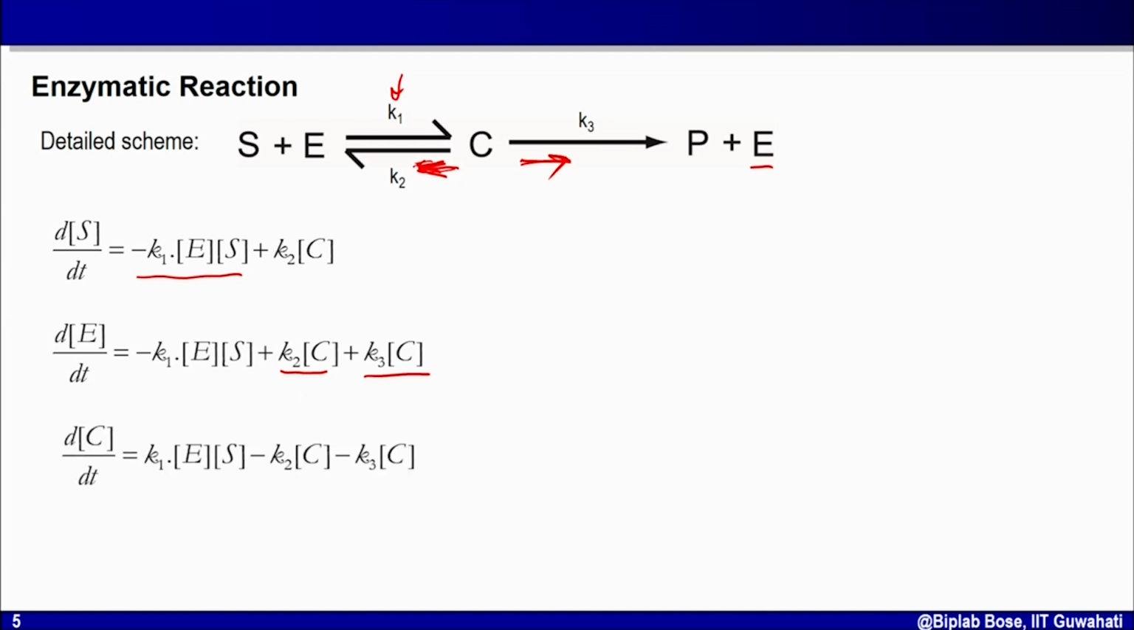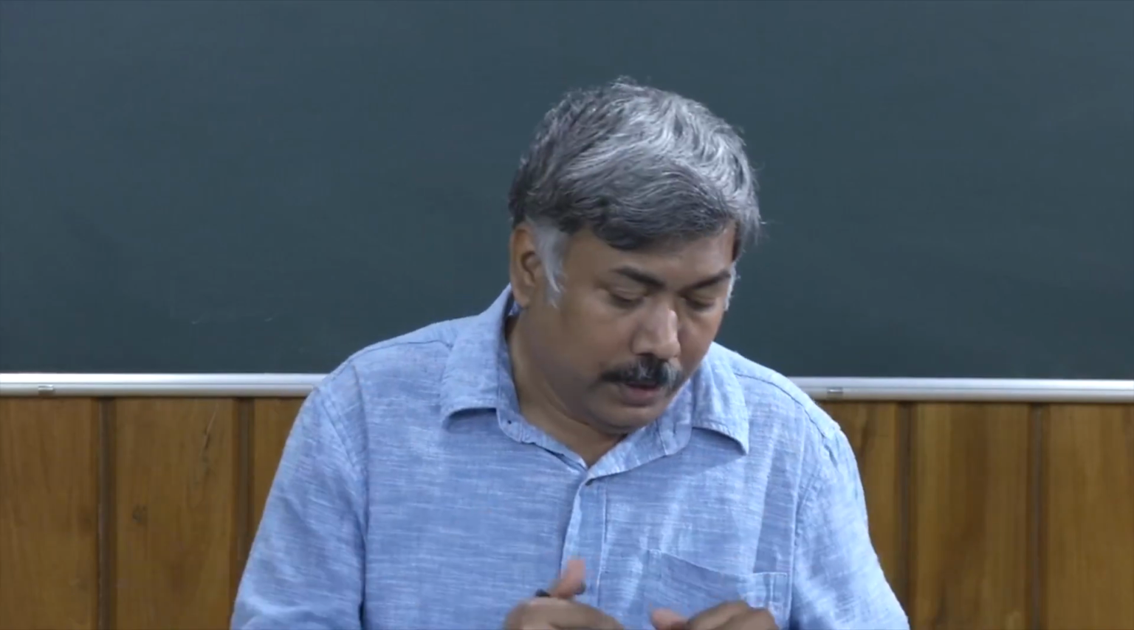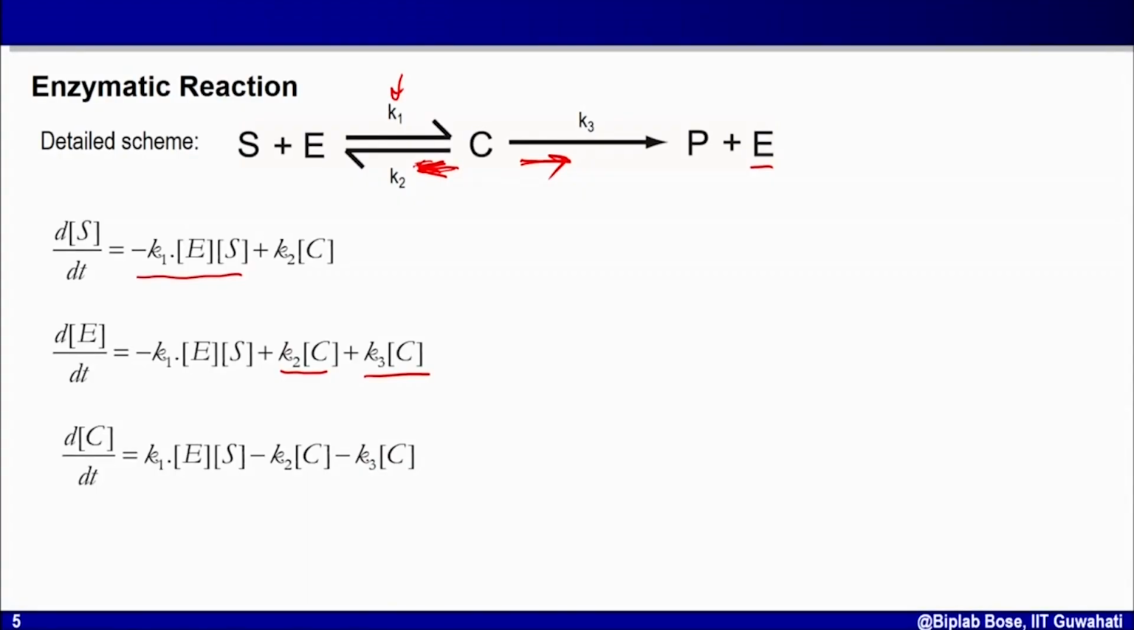Let us look into the ODE for the complex C. Now complex C is formed by one path and broken down by two paths. So obviously the formation is K1 into E into S, that is the forward rate process by which C is formed. I have two processes by which it breaks down. By one process it goes back to substrate and enzyme, the other process goes to the product and enzyme. So I have minus K2 C minus K3 C. So dC/dt has three terms. The first one is for formation, and the last two terms have minus signs because they are consumption of C.